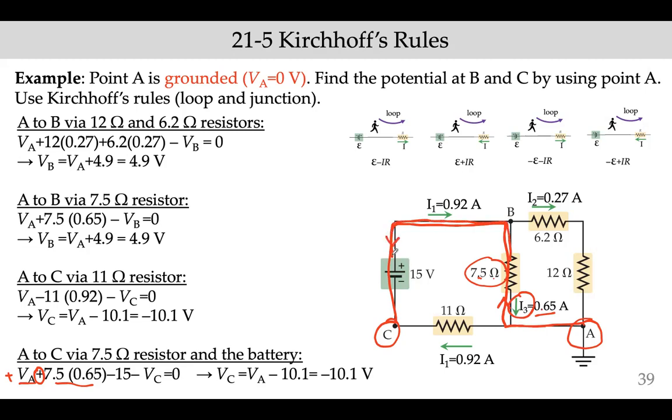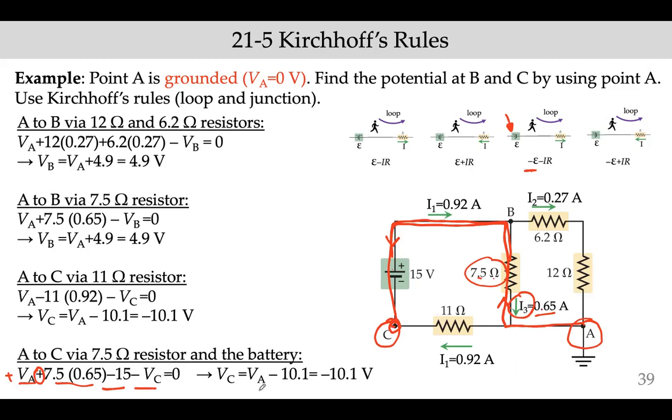Now what happens as you walk? What happens if you first see the positive end of the terminal? Now look at here. If you first run into the positive end of the terminal, it contributes a negative sign. So it will be negative 15, which is here. And this is the final point, and you write it with negative sign. So it will be negative VC.